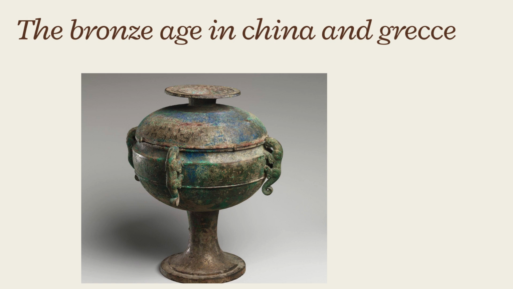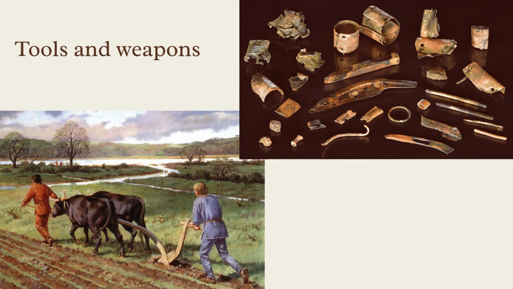Bronze was much stronger than stone, so it made better weapons like axes, because bronze was such a strong and useful material. It was also used to make tools like the plow that was used by farmers to dig up soil for planting crops more easily. This led to agricultural advancements and better farming.